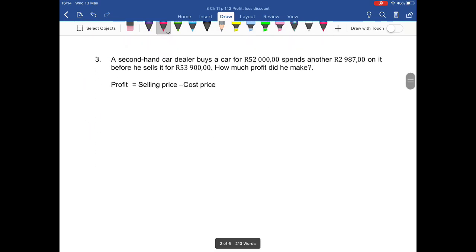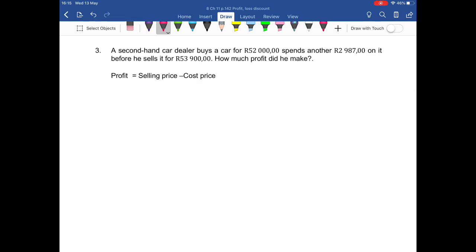Right, let's look at this one. We're looking at profit and loss. A second-hand car dealer buys a car for 52,000 Rand. He spends another 2,987 Rand on it, fixing it up, and then he sells it for 53,900. How much profit does he make? Right, the first thing we need to remember: profit is selling price minus cost price. So what did he sell the car for?